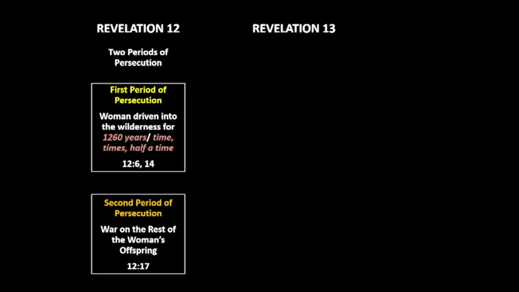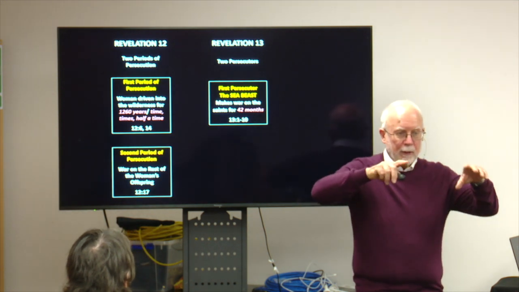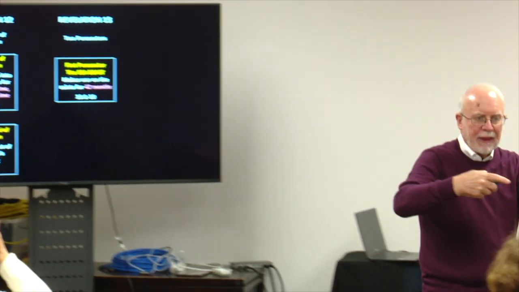Now chapter 13, I want you to notice this. Chapter 13, we've got the two beasts, one from the sea, followed by one from the land. The first beast, the sea beast, makes war on the saints for 42 months. And I've highlighted that colour because the 42 months is the same time period as the 1260 days. Do you remember we looked at this? We looked at chapter 11 and looked at the parallel statements, because that ties the two together. And so that's what we get.